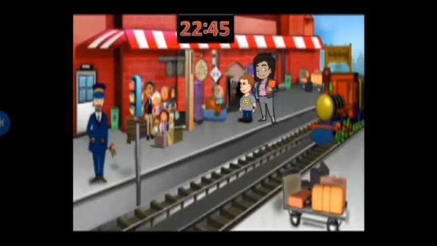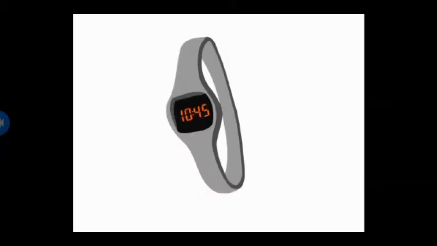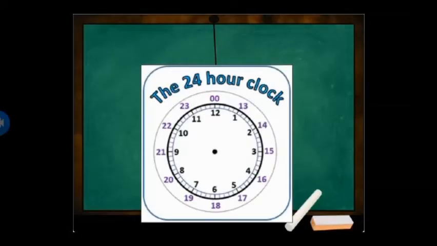Now this is a railway station, a platform of the railway station. Now on the counter you can see it is 22:45 hours. Here you can see a brother and sister standing on the platform. The sister sees the time on her brother's wristwatch. So what time was it showing? It was showing 10:45. Now what is the difference between this 22:45 and 10:45?